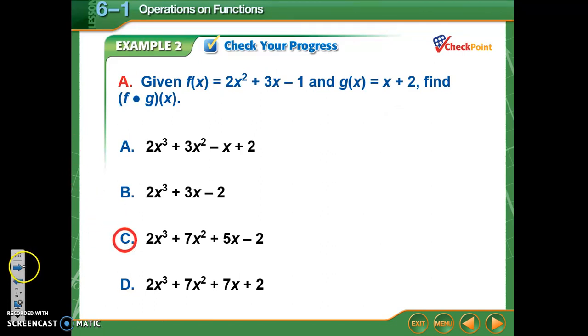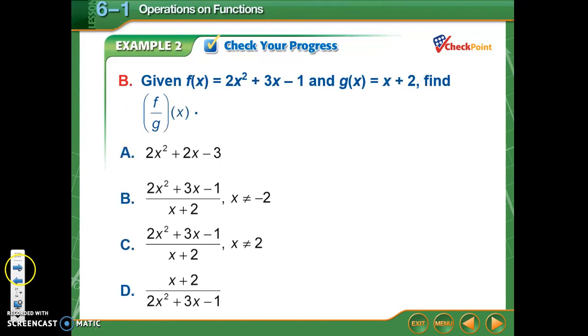All right, your answer here should be C. And try this one with the division. And your answer here is B. You couldn't do any extra simplifying here because this does not factor, so you can't factor and cancel, but you do have to make sure that you write that x cannot equal negative 2.